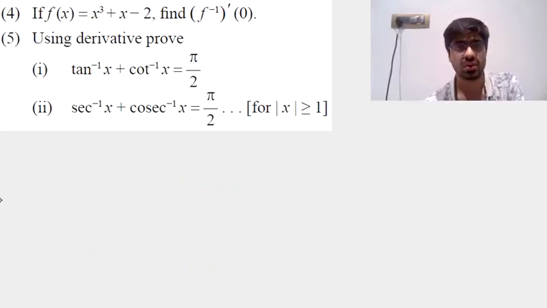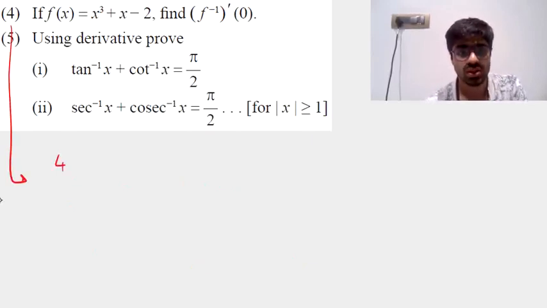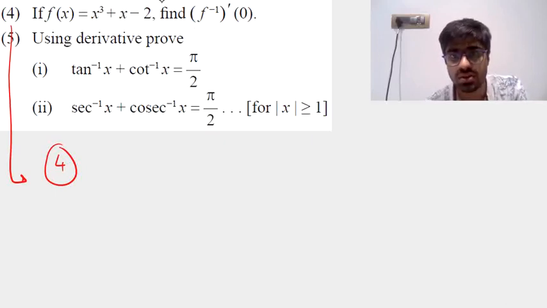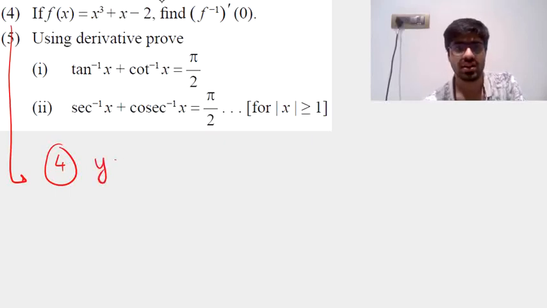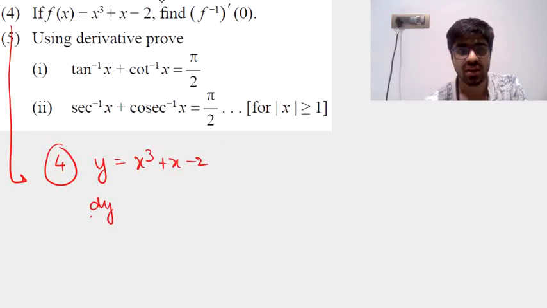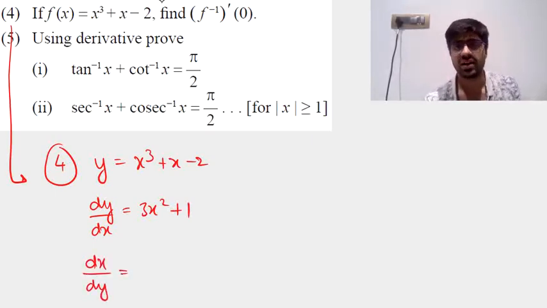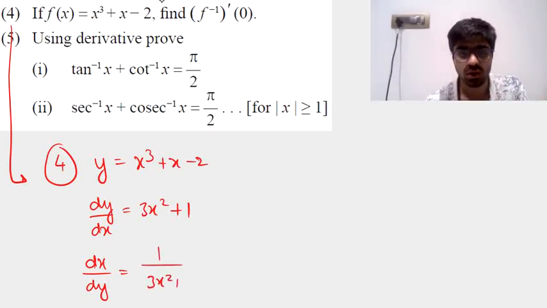Yeah, so with that we continue with our fourth question. The fourth question says f of x is given, find f inverse dash 0. Okay, let's just go for y. So we have x cube plus x minus 2. We have dy by dx as 3x square plus 1. So dx by dy, that is basically f inverse x, the derivative of it. So it's going to be 1 upon 3x square plus 1.